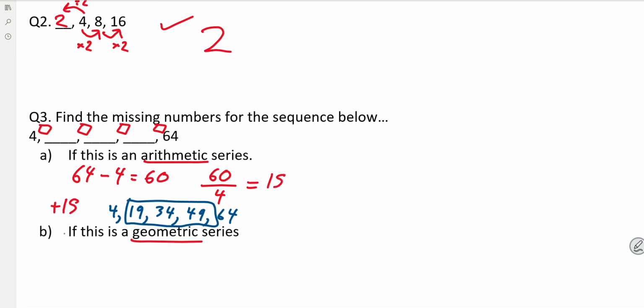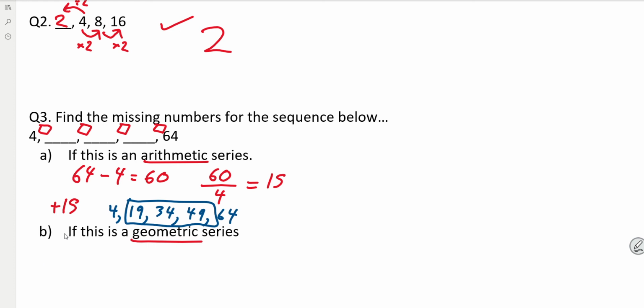All right, now let's take a look if it's a geometric series. Instead of adding 4 every time, we're going to have to multiply by a number. So see if we can figure that out. Basically, we're going to have to think about that kind of like a root. Or we can perhaps even just see it.